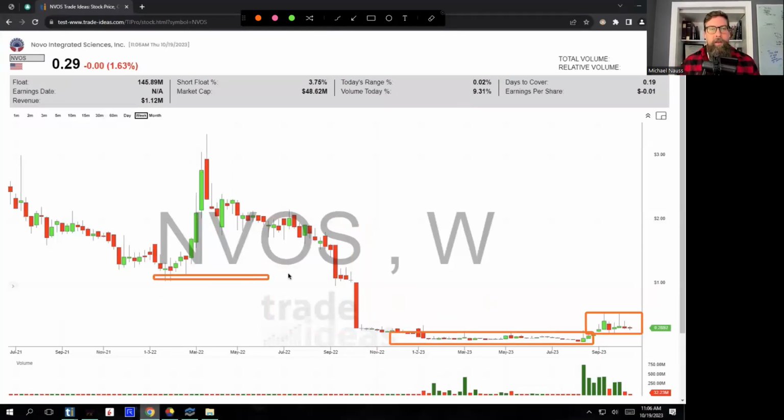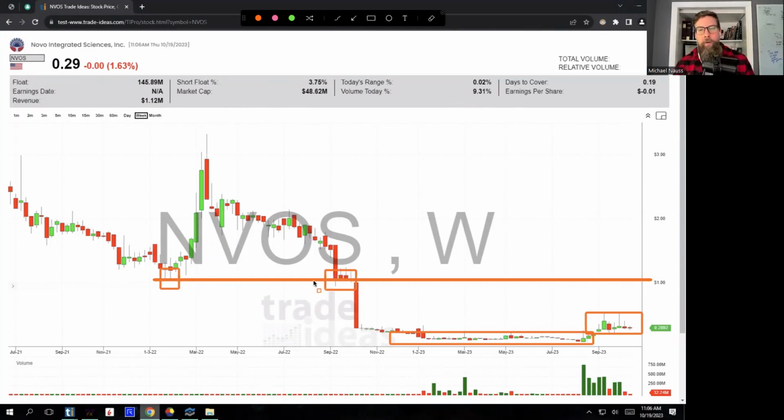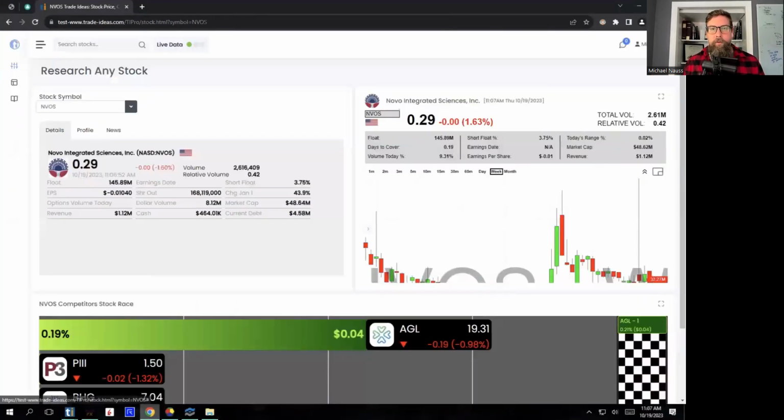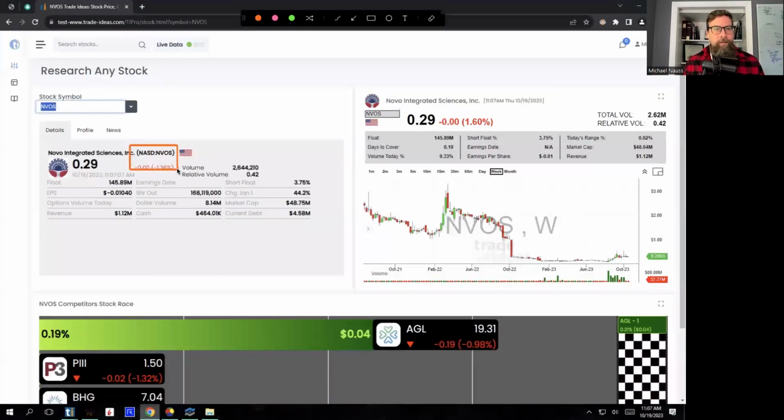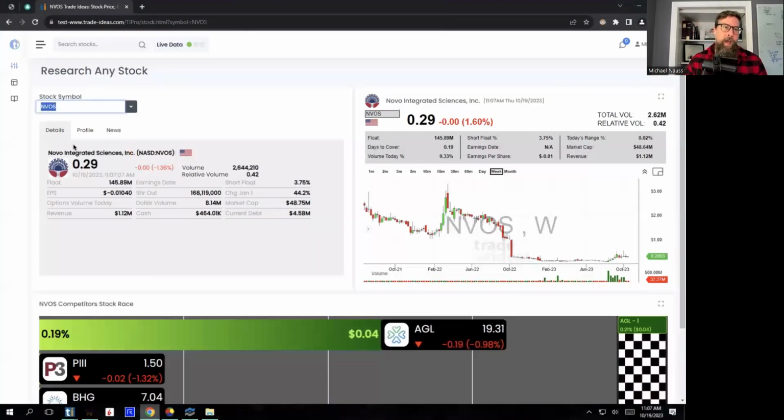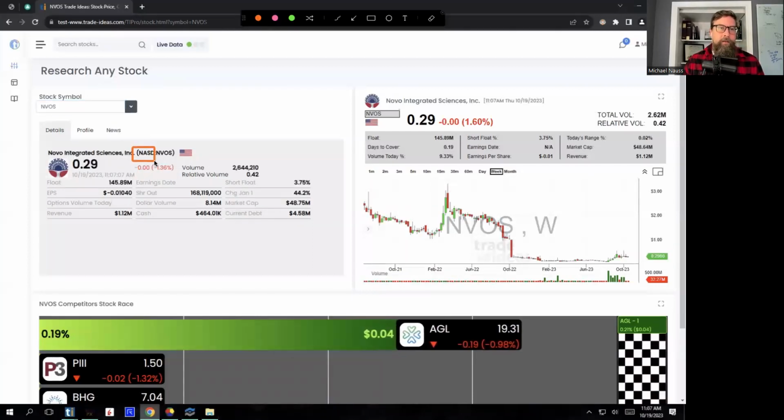And heck, if it gets to the breakdown point, which I would classify as about $1 right here, then that would be a pretty good move from here. So I'm looking at that. And then also the dollar is very significant. You can see here, and again, all this is at Trade Ideas, this is a NASDAQ stock, right? And we have the name of the company, and then a NASDAQ name.